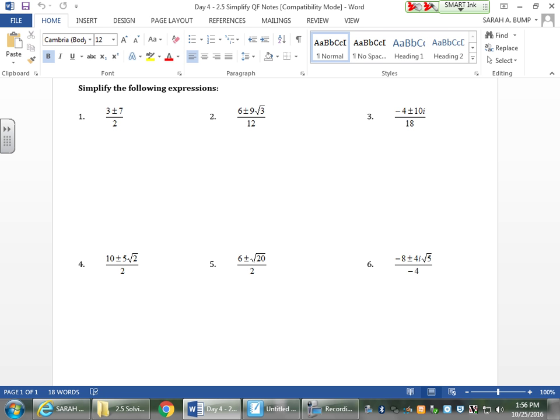In number 1, I would like to point out that there is no radical and there is no i. So when there's no radical or i in your answer, what you will do is actually combine these to get a single result by separating the plus or the minus sign. So you're going to do 3 plus 7 and divide that by 2, and then you're going to do 3 minus 7 and divide that by 2 to get the 2 solutions.